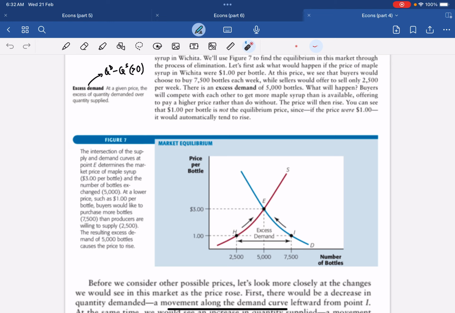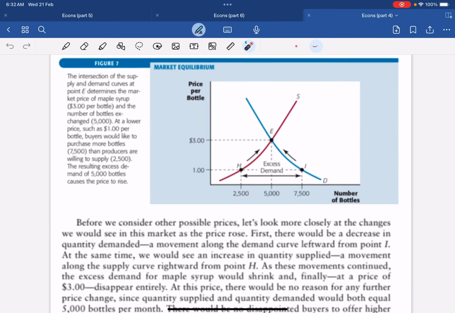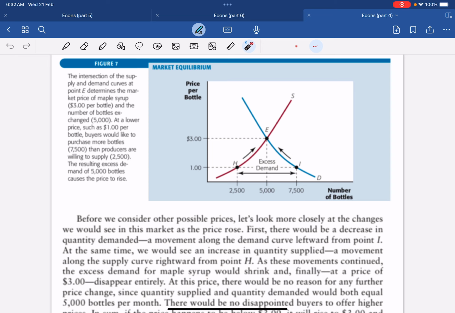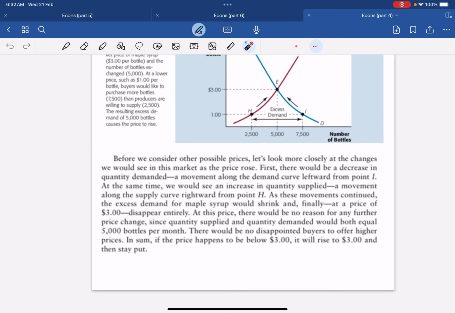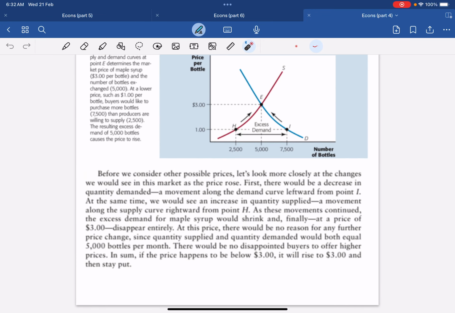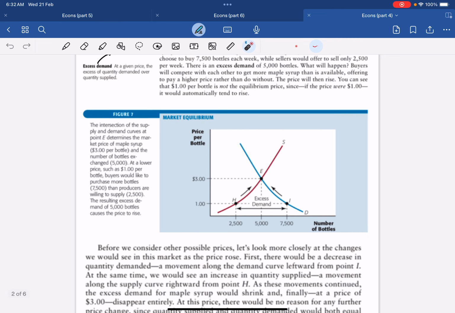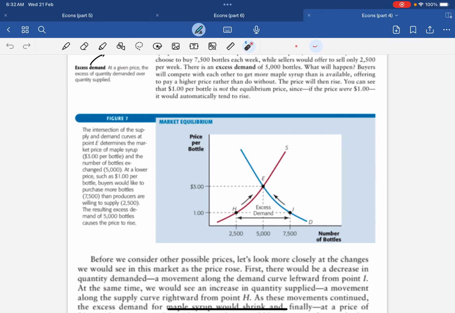outweigh the quantity supplied. So excess demand is just at any given price, there is an excess of quantity demanded over quantity supplied. And it is measured by the amount of quantity between QD minus QS. So because of this, buyers will now compete with each other to get more maple syrup than is available. So there's a lack of supply and there's a lot more demand.